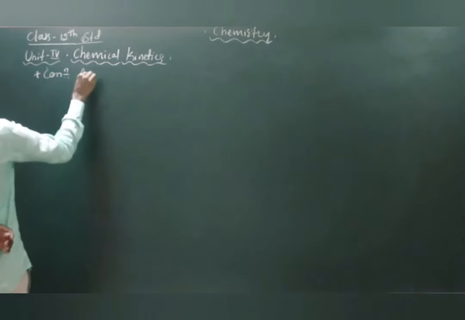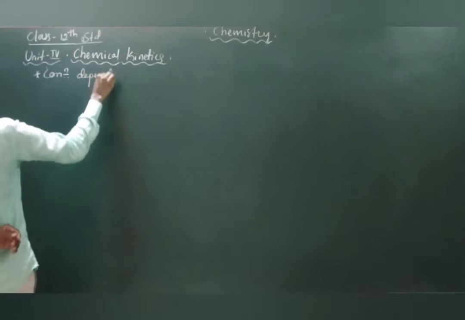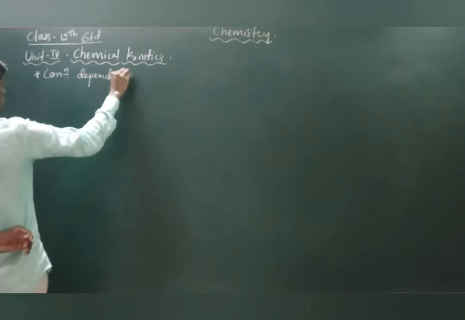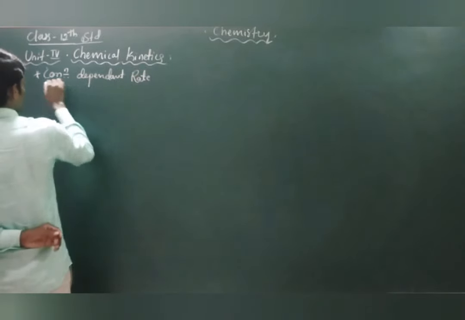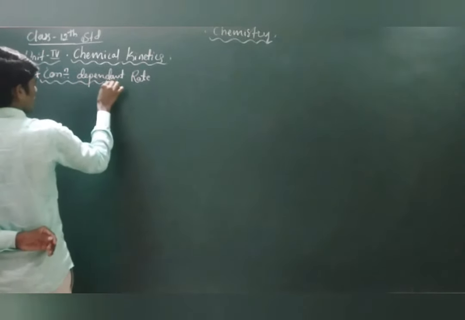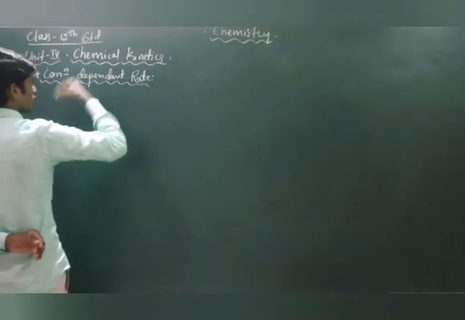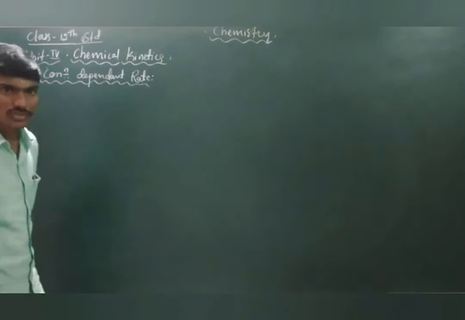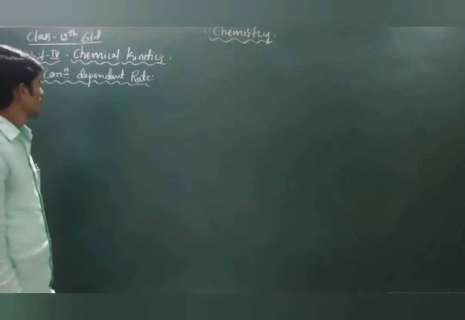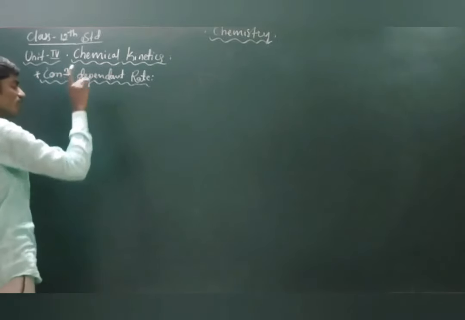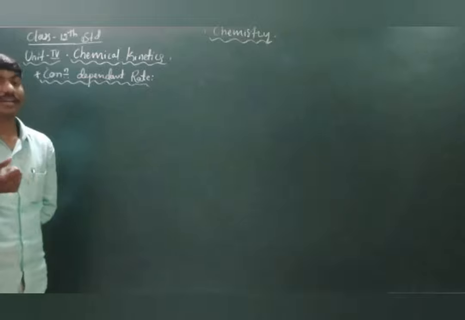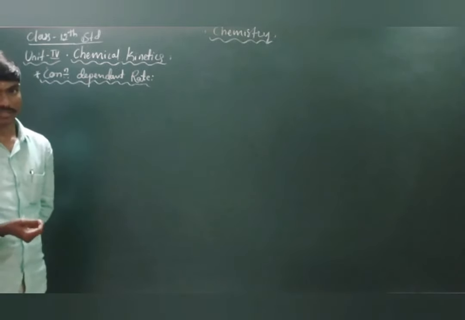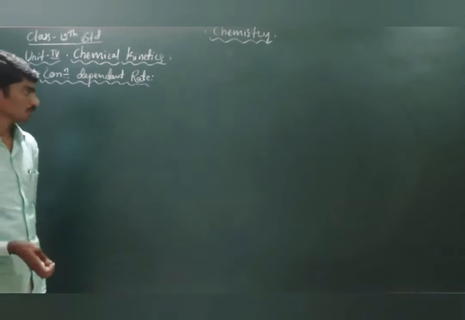Concentration dependent rate, that is, the dependence of the rate of reaction on concentration. As we know, if the concentration of reactant increases, then the rate of a reaction also increases, that you know about it.